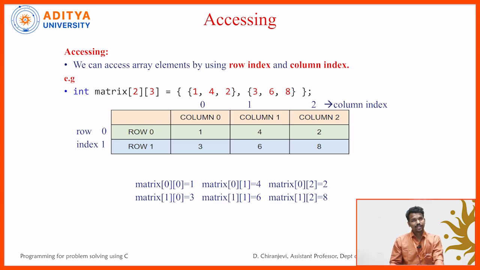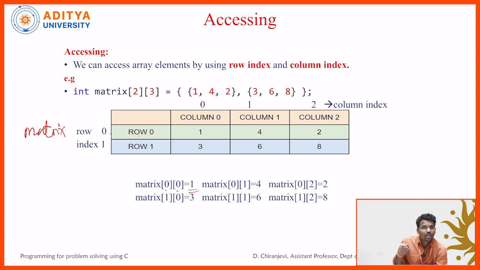Now accessing: how can we access elements in a 2-dimensional array? To access elements in a 2-dimensional array, we must access it through row and column both. Okay, now if you see, by using the array name, matrix of 0 0, what does it mean? Row 0 and column 0. Okay, so this is the matrix name, matrix row 0, this one, and column 0, this one. So 0 0, so you will get value 1. Okay, similarly you can access all the elements.